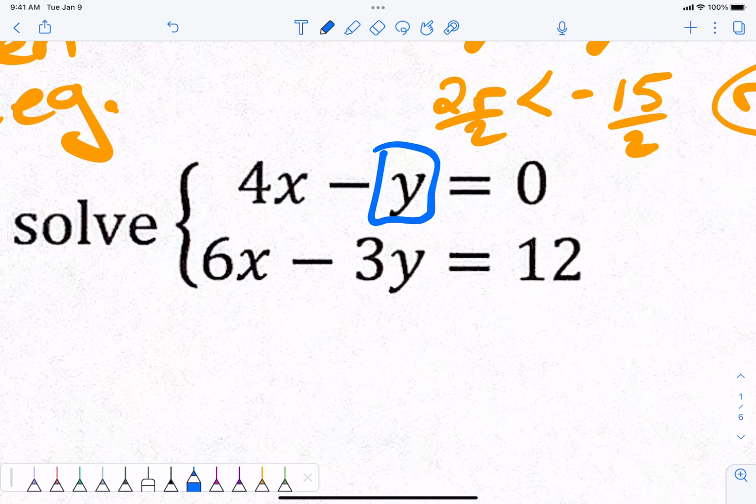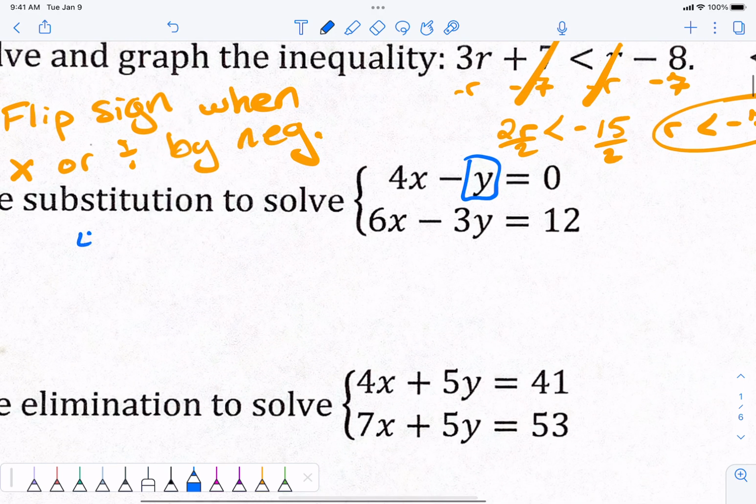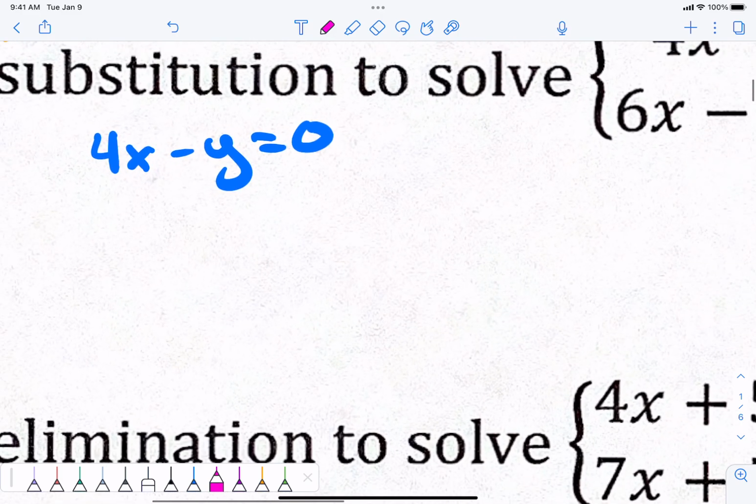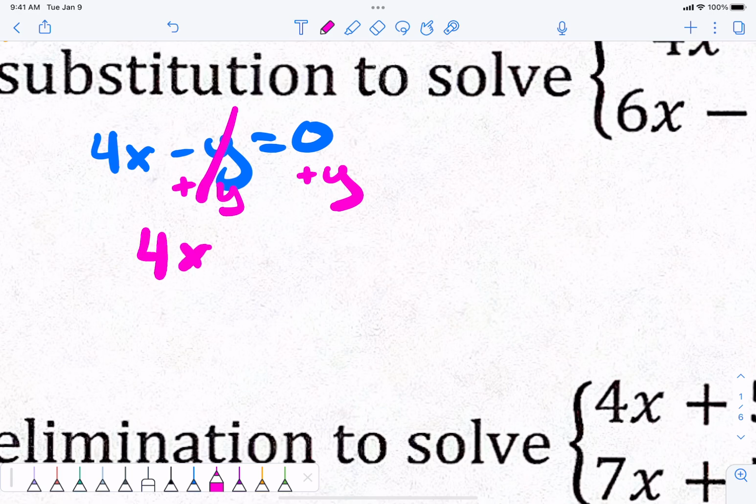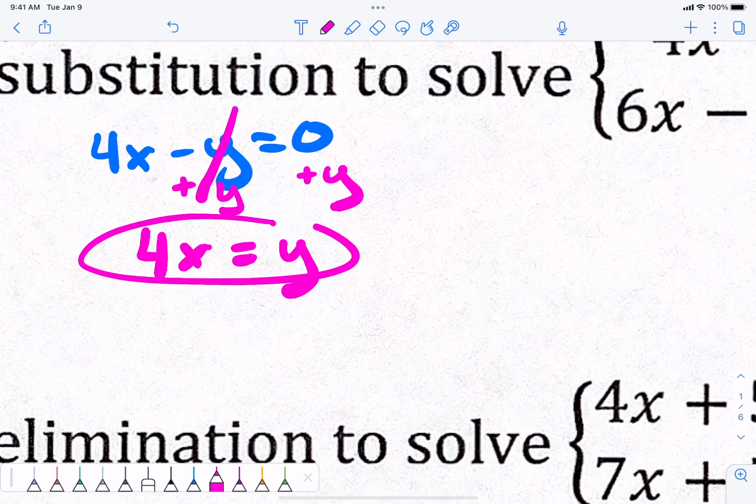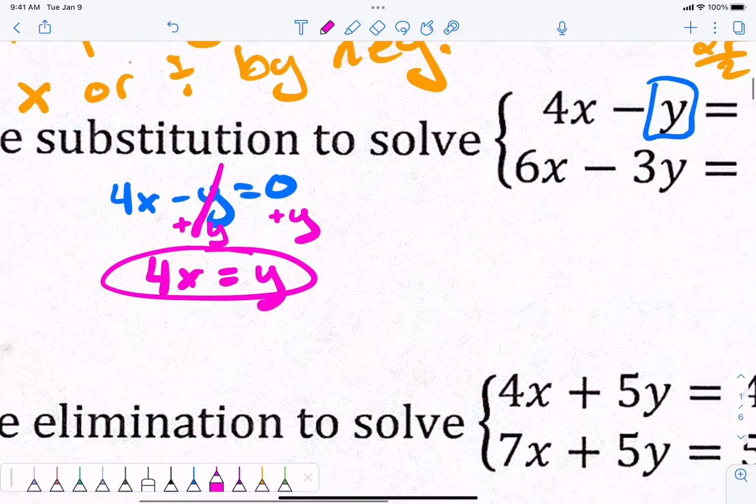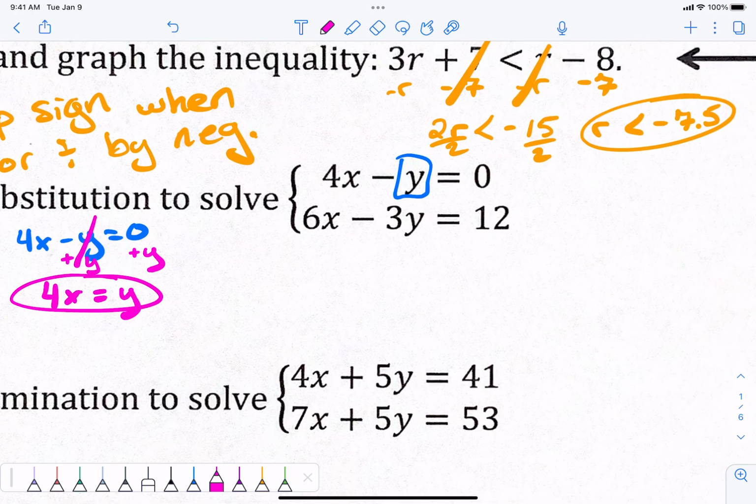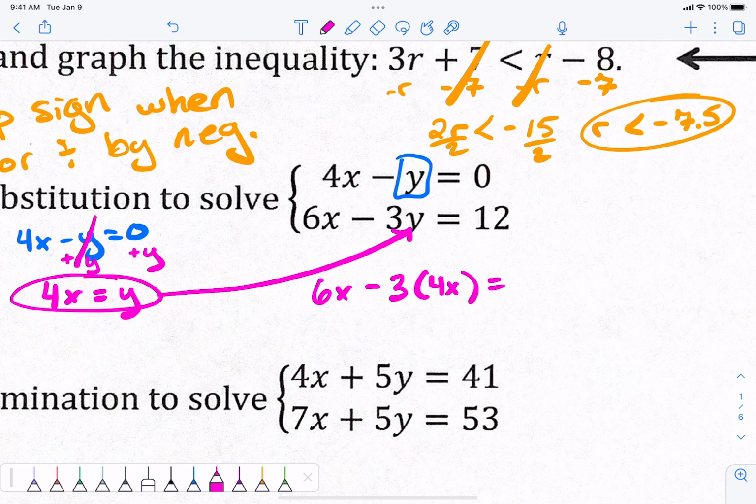Okay, so 4x minus y equals 0. If I get y by itself, I want to do something kind of weird. Rather than subtracting the 4x over, I'm going to add the y over. Can I do that? Yeah. So 4x equals y. Did I solve for y? Yeah, it's backwards, but that's okay. Now I plug it into the bottom one because that's what I did not solve for. So I plug it in for y in the bottom. So 6x stays, minus 3, but now y is 4x, equals 12.